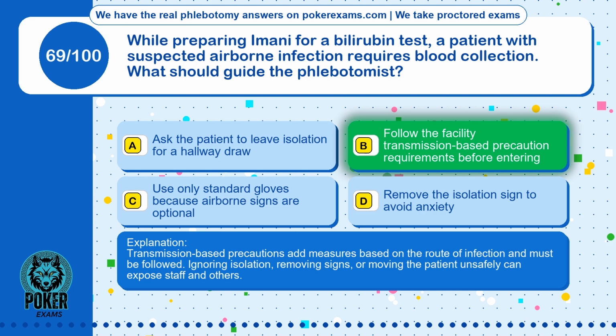Transmission-based precautions add measures based on the route of infection and must be followed. Ignoring isolation, removing signs, or moving the patient unsafely can expose staff and others.